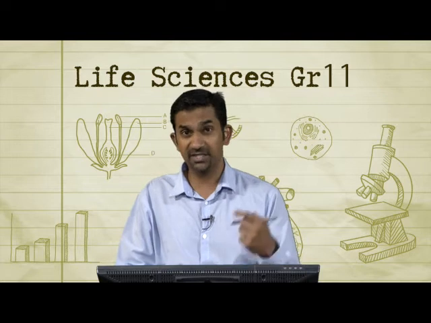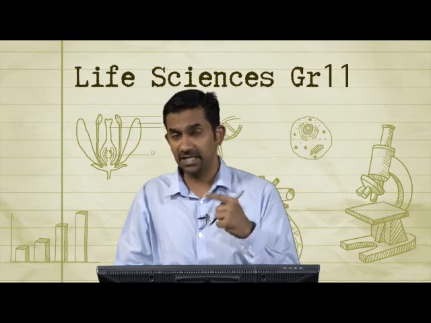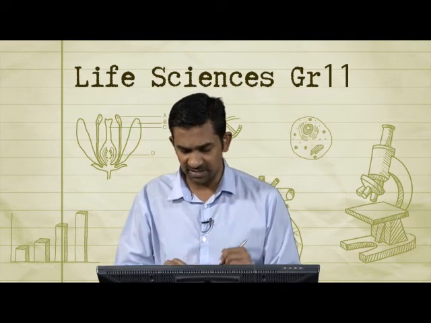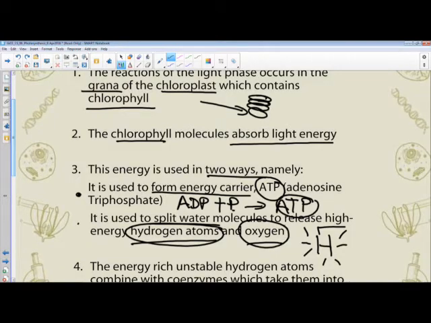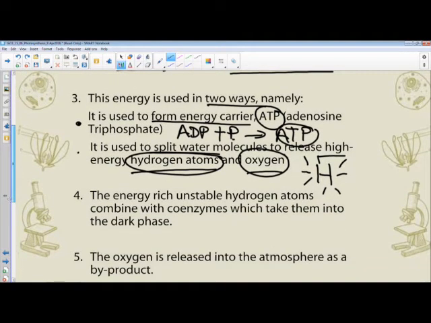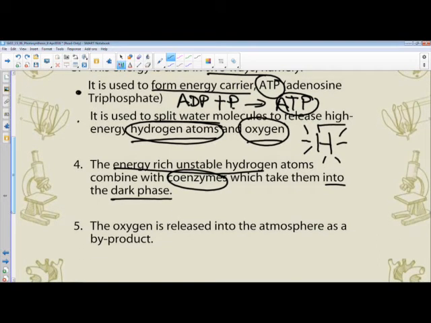These molecules are then transferred to the light independent phase through a coenzyme, which we will discuss in a little while. And the oxygen that we have produced in this stage is given off as a waste product. The energy-rich unstable hydrogen atoms combine with coenzymes, which then take them into the dark phase, and that energy is then utilized for the light independent phase. The oxygen that is released is given off into the atmosphere via the stomatal pores as a byproduct.